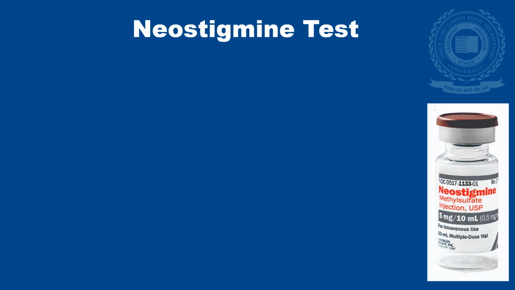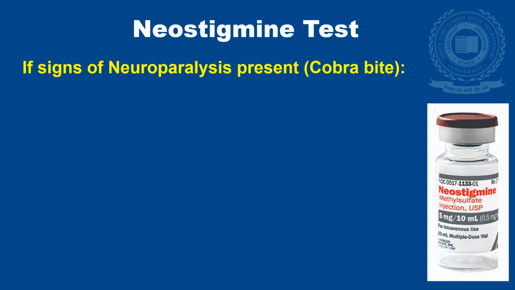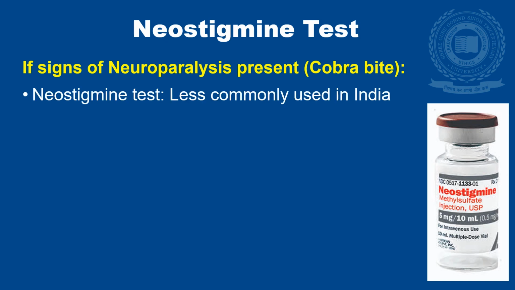But if a bite is by krait, that is also a neurotoxic snake, but this neostigmine injection will not be effective. The reason we'll say afterwards. If signs of neuroparalysis are present, we do the neostigmine test. That means we give a test dose of neostigmine and see the improvement.